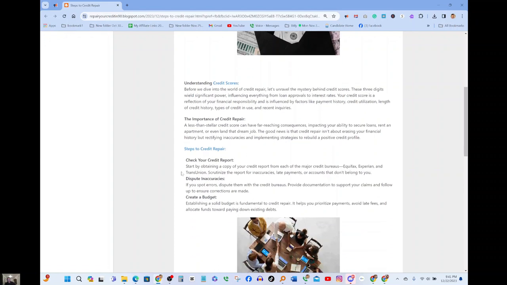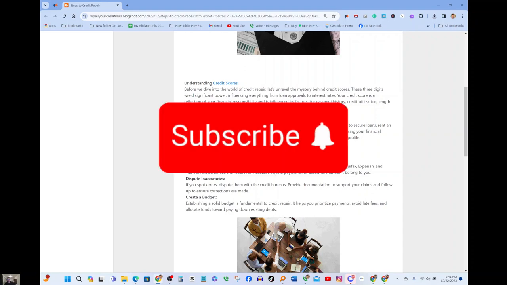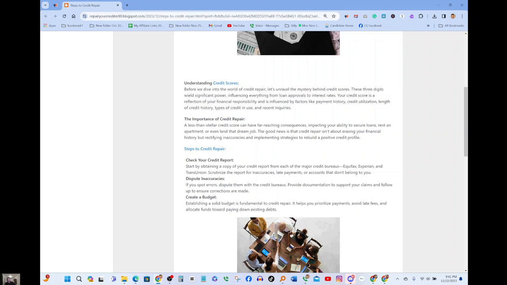Steps to credit repair. Check your credit report. Start by obtaining a copy of your credit report from each of the major credit bureaus: Equifax, Experian, and TransUnion. Scrutinize the report for inaccuracies, late payments, and accounts that do not belong to you. Dispute inaccuracies. If you spot errors, dispute them with the credit bureau. Provide documentation to support your claims and follow up to ensure corrections are made.